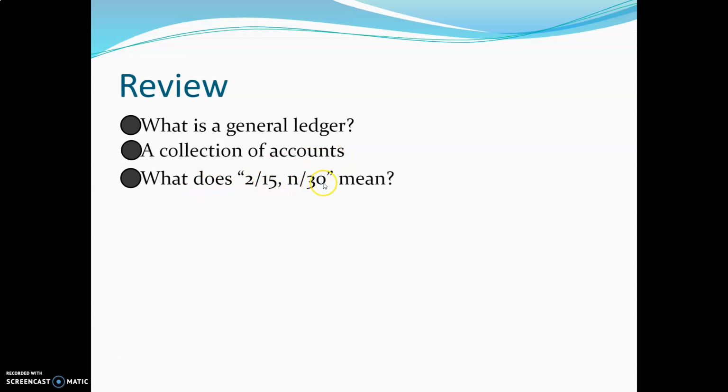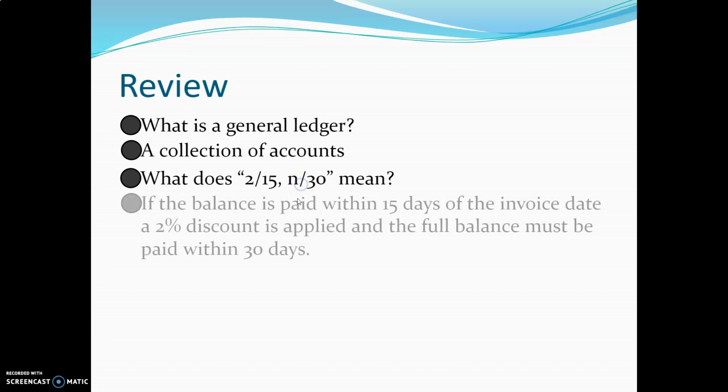And the 2/15, n/30 have to do with accounts receivable or accounts payable. These are the terms. So it says that if you pay the balance within 15 days of the invoice date, you get a 2% discount, and the whole balance is due within 30.